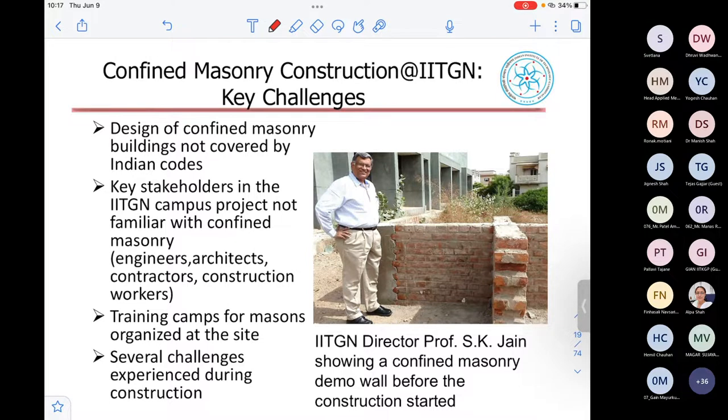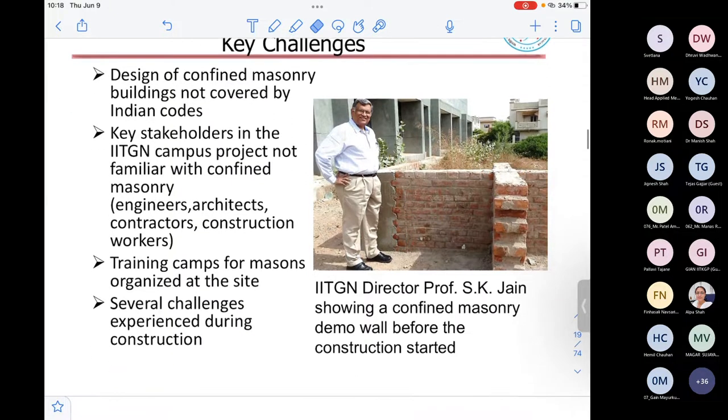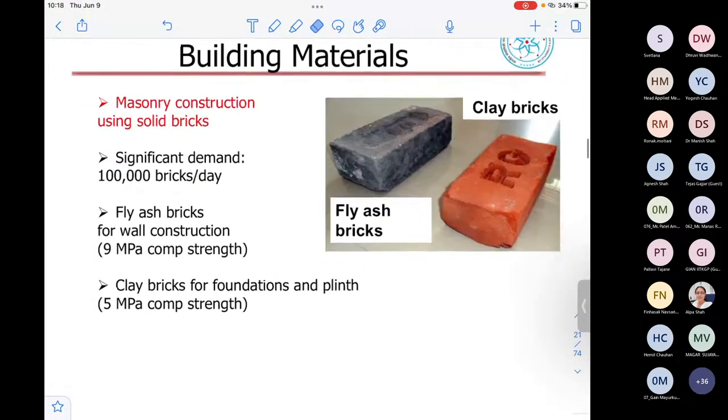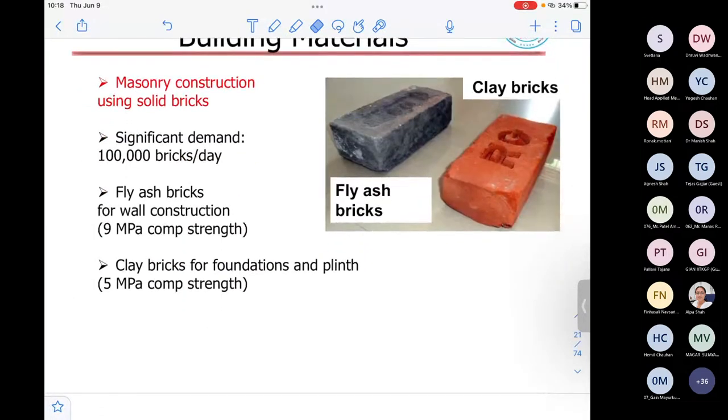So he requested construction workers to construct a sample confined masonry wall on the Chankeda campus to explain. You can see this footing here, and he wanted to explain what confined masonry is. They had a confined masonry tie column here, and this is the tie column where he is standing. Significant training was required for masons, construction workers, engineers, CPWD engineers, and contractors. Building materials, I already covered this part, so I go quickly about that.